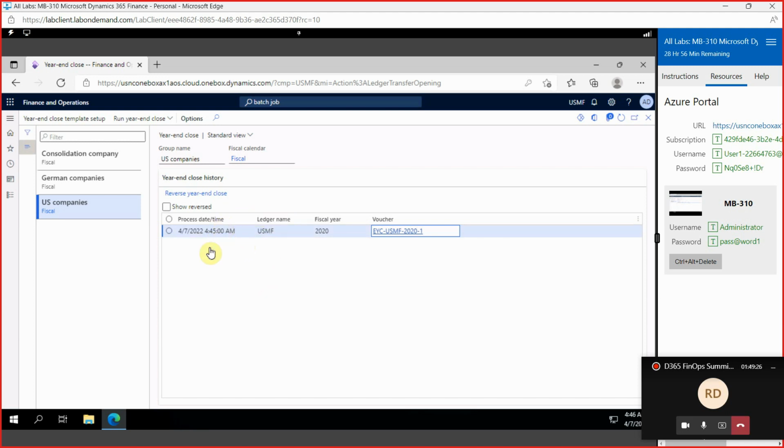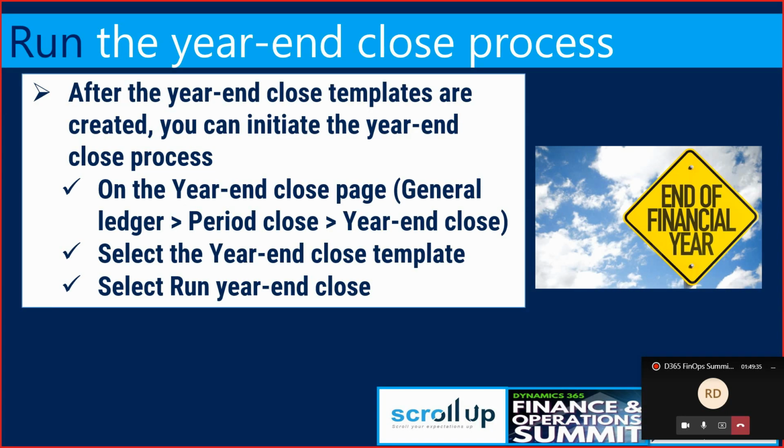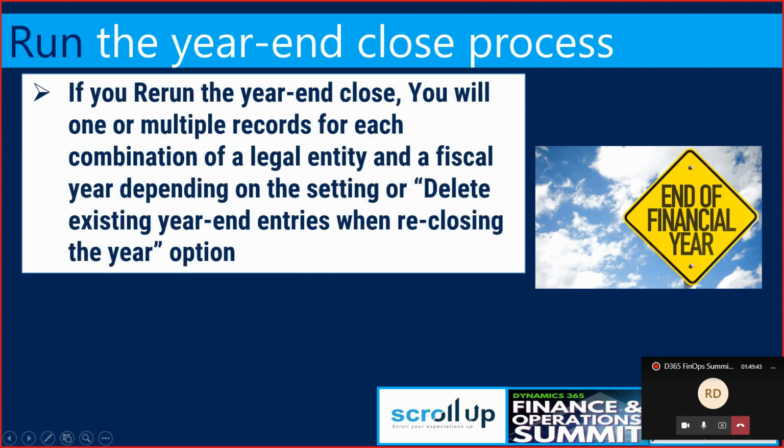So even if there is anything here, you can always see what things are already created. If you would like to reverse, we will see this in the next topic, but this is what you do when you go to closing. So you select the year-end close template, you run the year-end close, and voila, it's as easy as that.